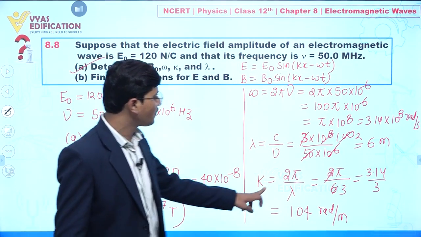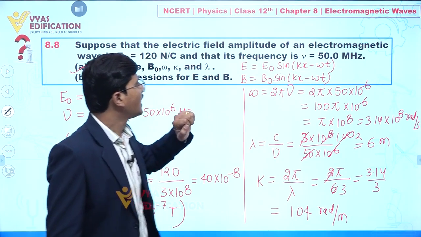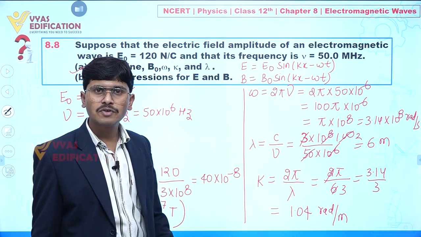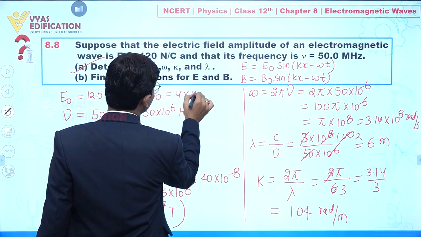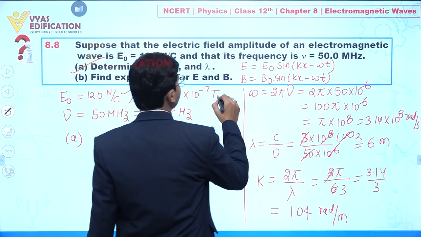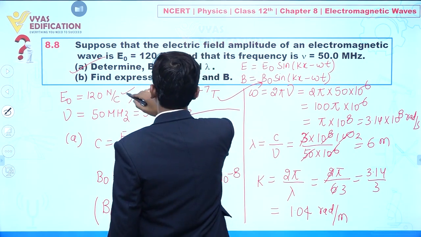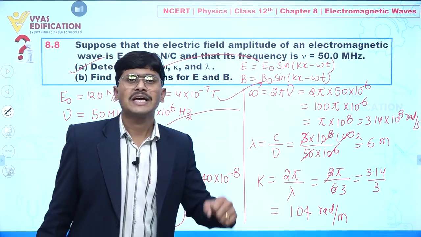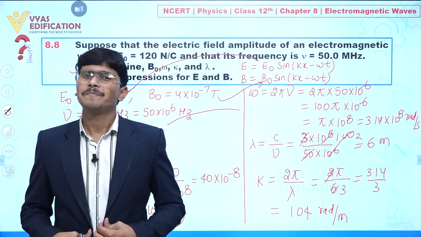Now what we can do? We can put the value of k here, we can put the value of omega here, and we know the maximum value of E naught, the electric field, is 120, and the maximum value of B naught we also know, this is 4 into 10 to the power minus 7 Tesla. Now we can put all the values, the values of B naught, E naught, k and omega, and we can find the expression of electric field and magnetic field. So this is all about this question.